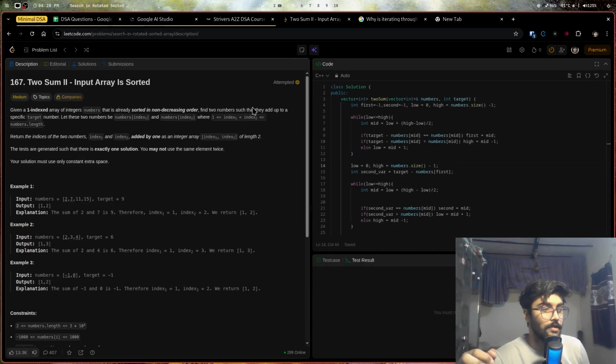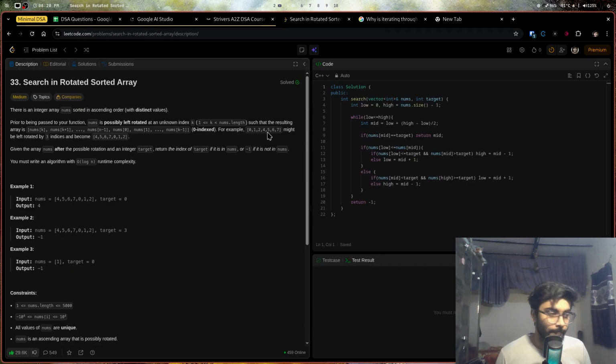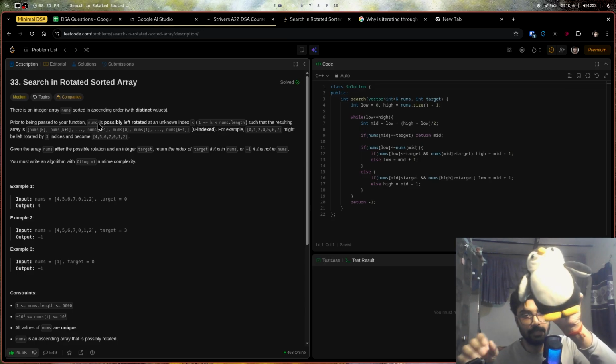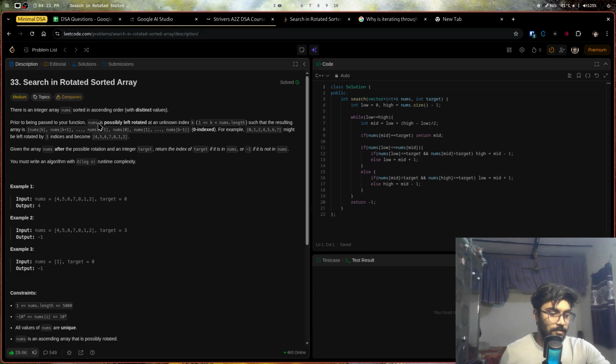Search in rotated sorted array I did for day 4, right? Okay, so in this question we are given, please sit here. So Mr. Pengu is creating some problems for me. Please sit here. Yeah, you're a nice guy. And okay, so there was an integer array nums sorted in ascending order, non-decreasing order. It's the same thing, bro. With distinct values, so we are given distinct values.